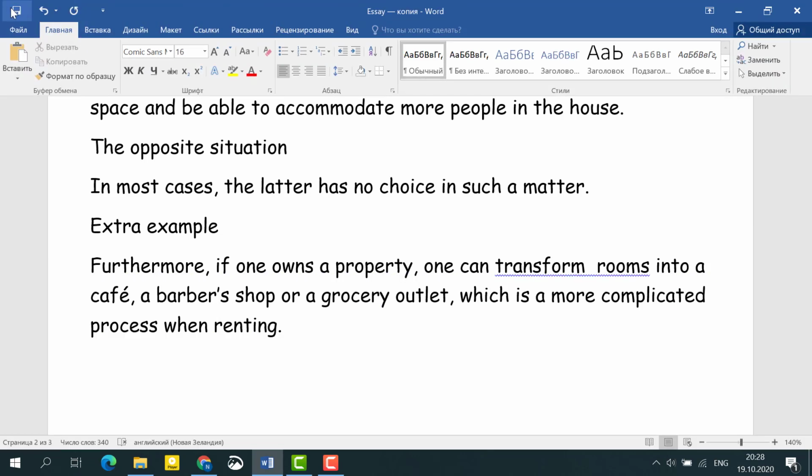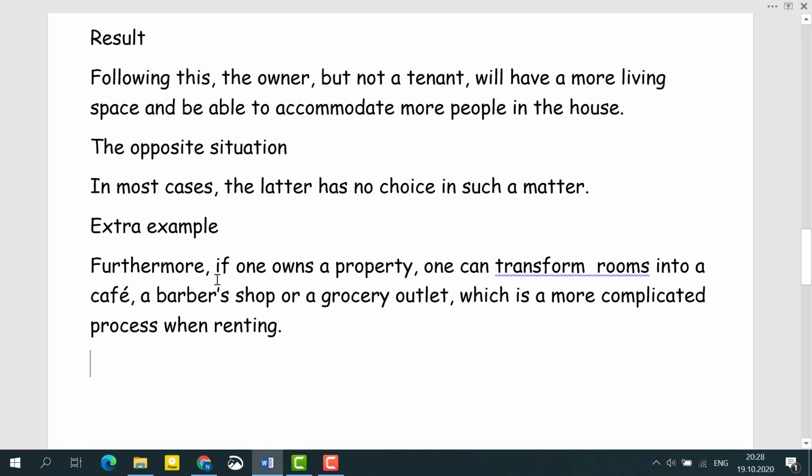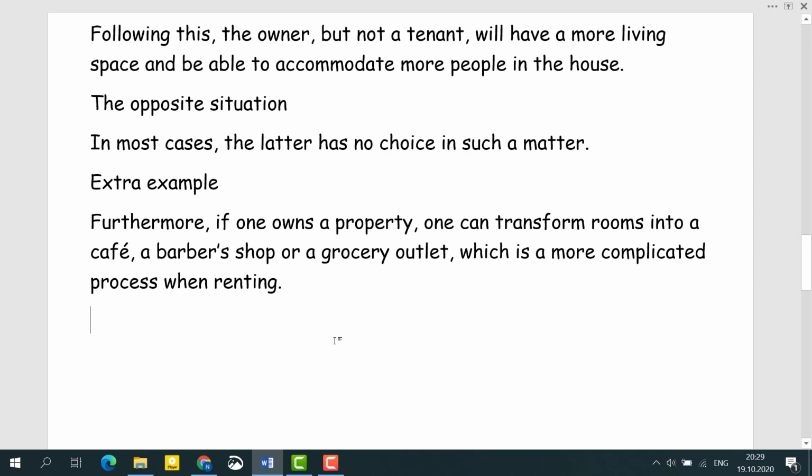Now, I want to provide one more example, and therefore I'm using the word furthermore. You can also write moreover. If one means if a person owns a property, one can transform rooms into... Before I used the word convert. Now I don't want to use the word convert. I want to use the word transform, which means change rooms into a cafe, barber shop, or grocery outlet. Outlet means a small shop. And then again, I'm trying to compare. It's like which is a more complicated process when renting, meaning that when you are renting, it's very difficult to do it. Why? Because this house doesn't belong to you. Okay, so that's it.